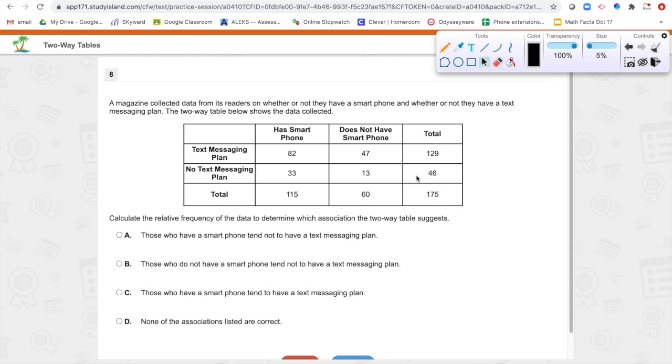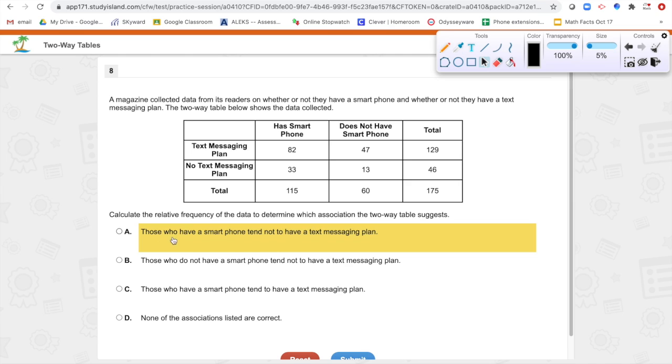All right, so now we're getting into phones and text messaging plans. A: those who have a smartphone tend to not have a text messaging plan. We can get right into this. So we look at the smartphone column, and it says tend not to have a text messaging plan. Looks like most of them tend to have a text messaging plan. 82 compared to 33, so no good.